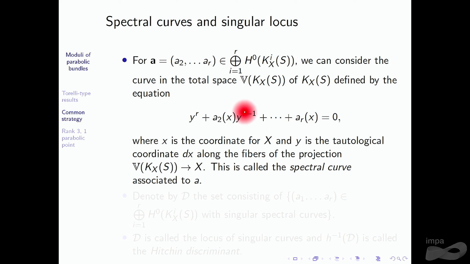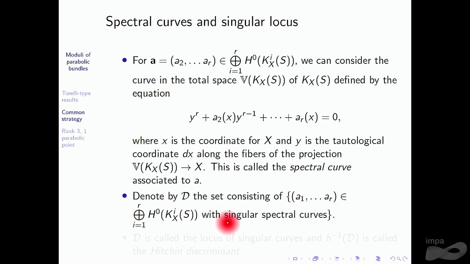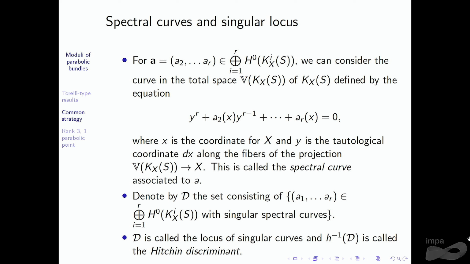And in some cases, which I think Thiago will probably talk about on Friday, he's nodding, this happens to be smooth, and in some cases, it happens to be singular. Okay? So I denote by D the set containing the points in here such that the corresponding spectral curve is singular. Okay? And this is called the locus of singular curves, singular spectral curves to be more precise. Okay? And we had the Hitchin map, and its pre-image in the Hitchin map is called the Hitchin discriminant.